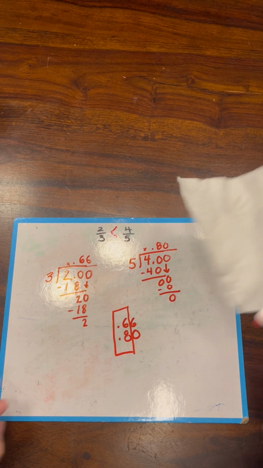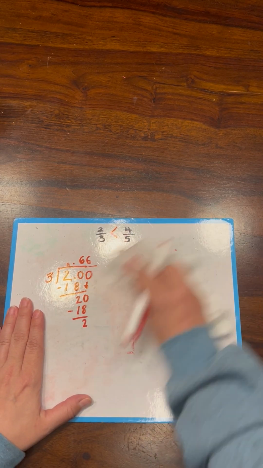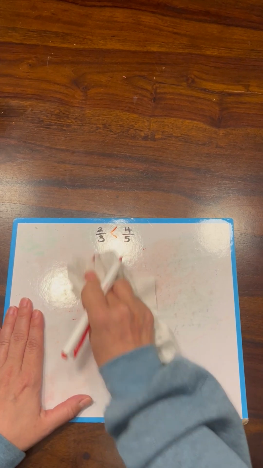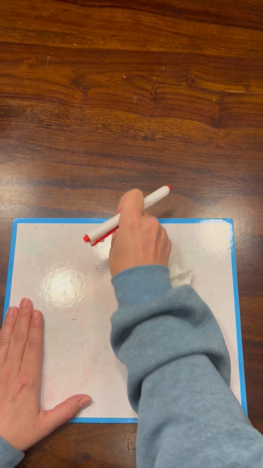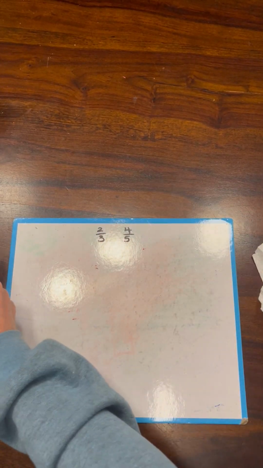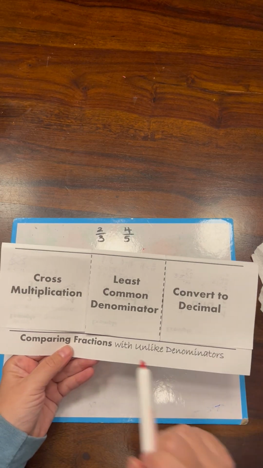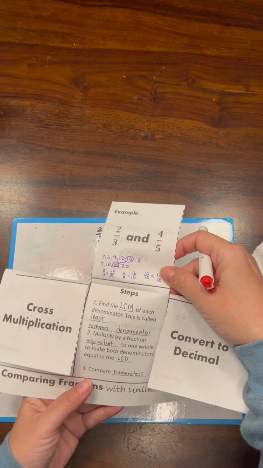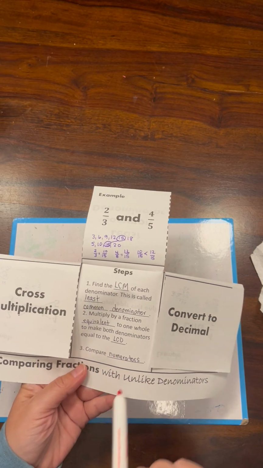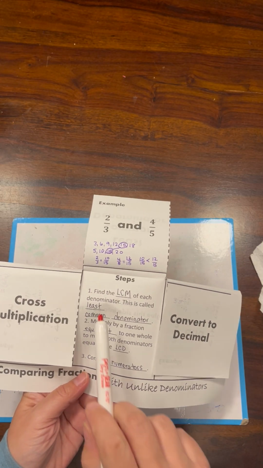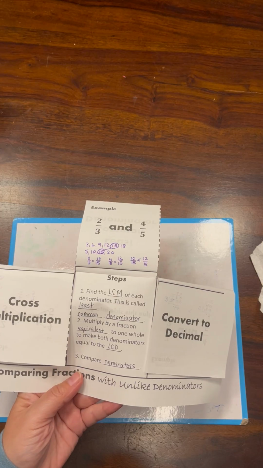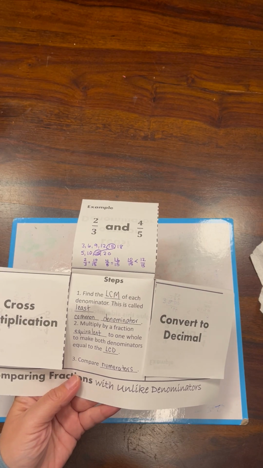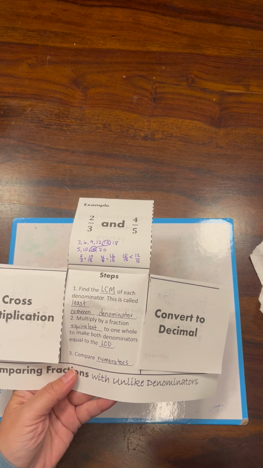All right, I'm going to clear my board here. I'm going to look at another way to compare fractions. Remember, we're still comparing these same fractions. This time, we're going to do it using the least common denominator. Again, you have the information to fill in these blanks in your lesson plan. First, we'll find the LCM, which stands for the least common denominator. I'm sorry, the least common multiple.